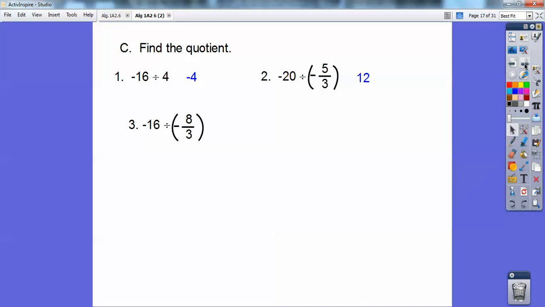Do the same thing with this one here. You're going to flip negative 8/3 and change it to a multiply. Then 8 goes into 16 twice, and a negative times a negative is a positive, so you get 6.